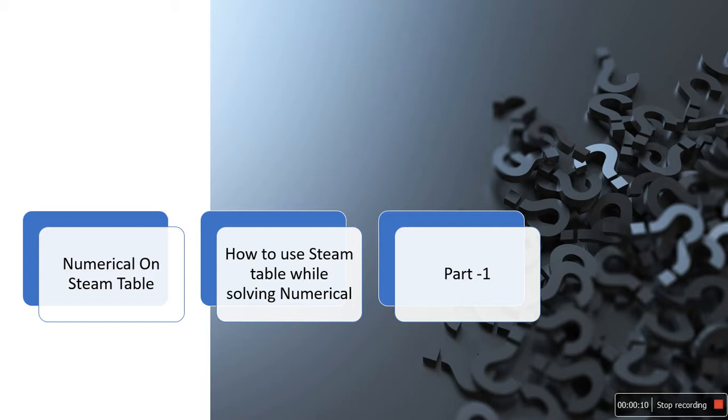Today we will see how to solve numericals by using the steam table. Before going to this video, go through my previous three videos. I also shared the link.